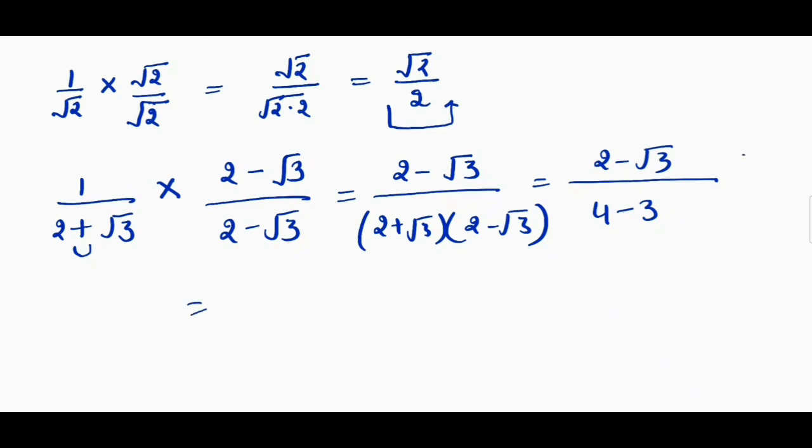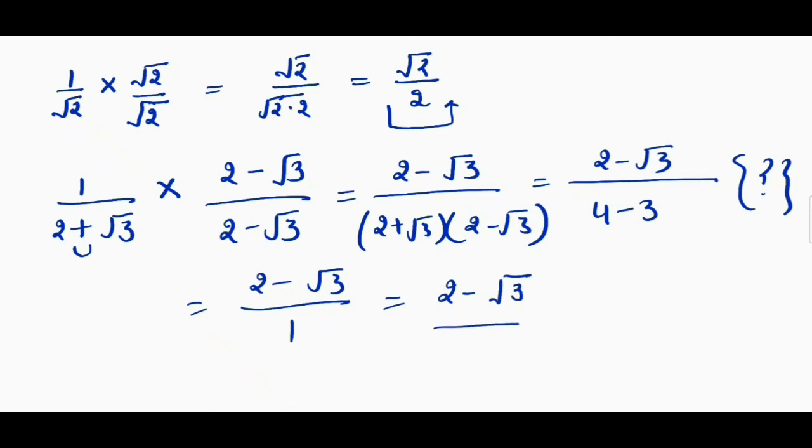So which identity am I using? Guess. So this will become (2 minus square root of 3) divided by 1. So my answer here is 2 minus square root of 3.